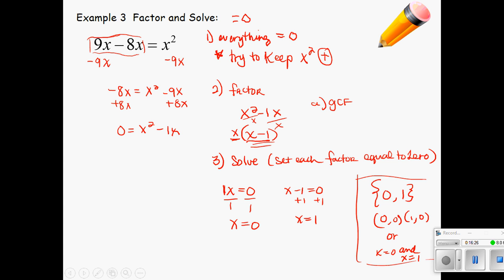So factoring to solve. So first of all, you have to have everything set equal to 0. And then you have to factor. Always check greatest common factor first. Then choose one of the methods. Once you get all your factors, you can set each factor equal to 0 and solve.